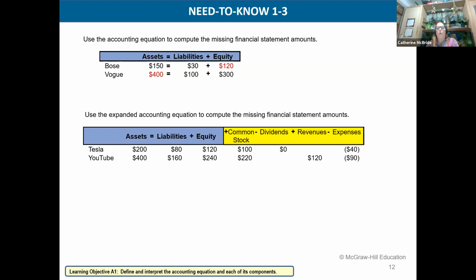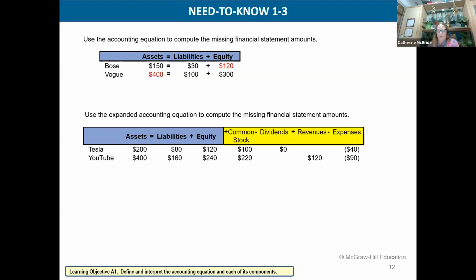Oh wait, so I need to make, my mistake. Let's just look at equity. Equity is $120. Common stock minus dividends plus revenue minus expenses should equal equity. That should equal $120. So I need to get to $120.